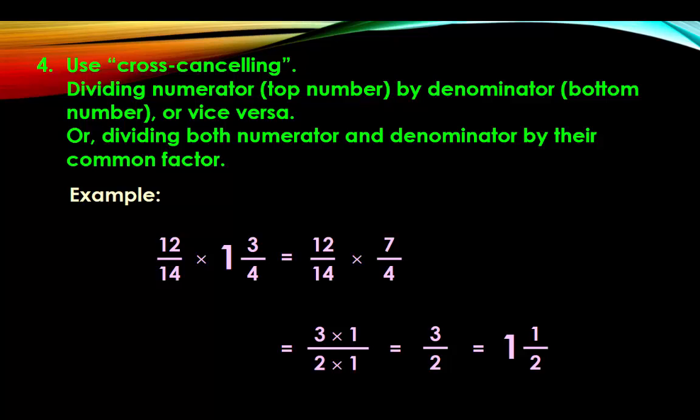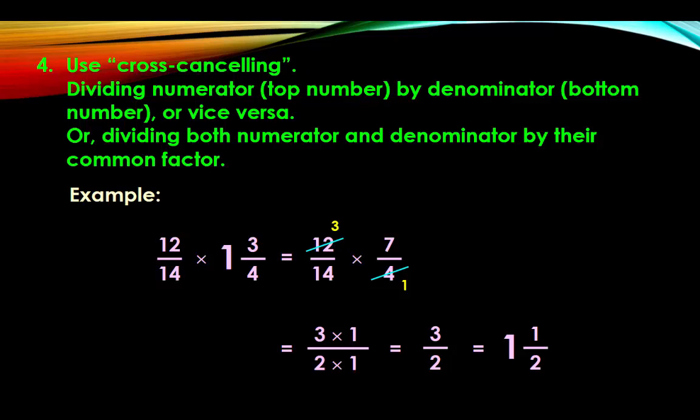For example, here 12 and 4. 12 is divisible by 4, and 4 is also divisible by 4. Or 4 is the common factor of 12 and 4, right? So let's divide 12 by 4. 12 divided by 4 equals 3, and 4 divided by 4 equals 1. You cross out 12 and you cross out 4. Change 12 into 3 and 4 into 1.